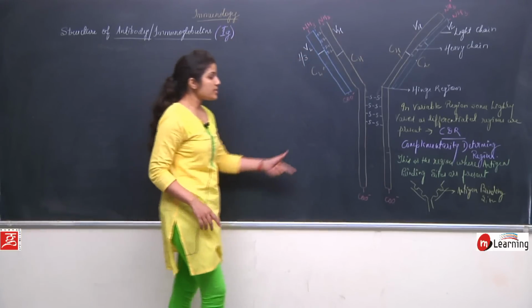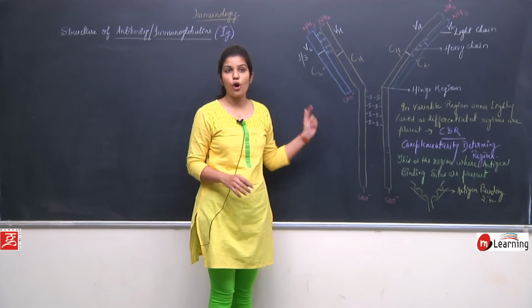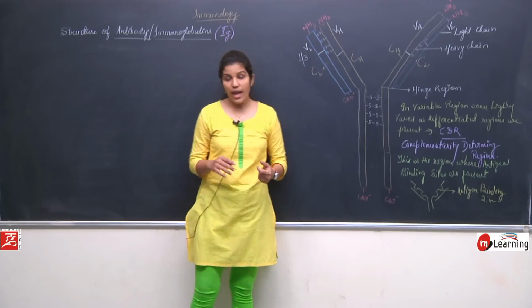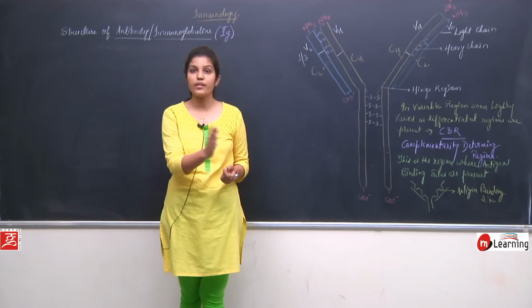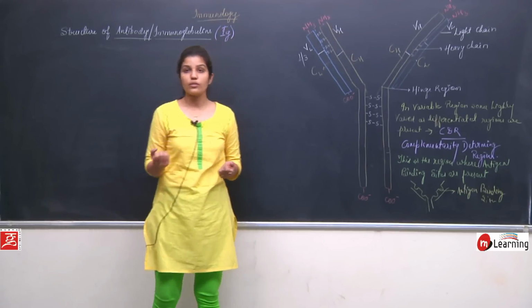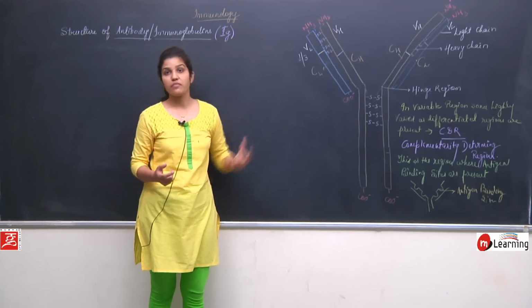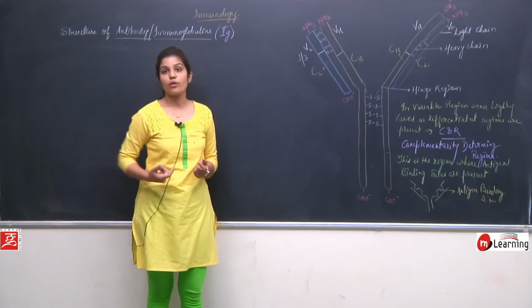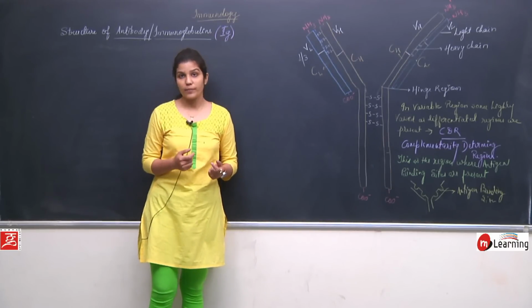Now, this is our general structure of an antibody. Generally, all the antibodies will have this kind of structure. But we have studied that there are 5 different types of antibodies. So, what are they formed of? What are they composed of? Here we have taken one general structure. So, what is the difference between these 5 antibodies or immunoglobulins that we have in our body?